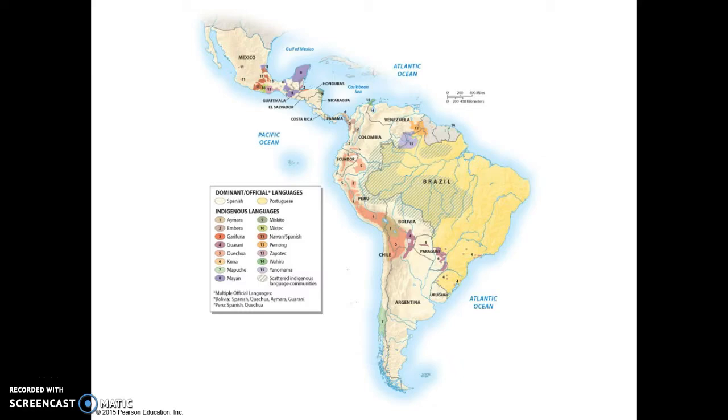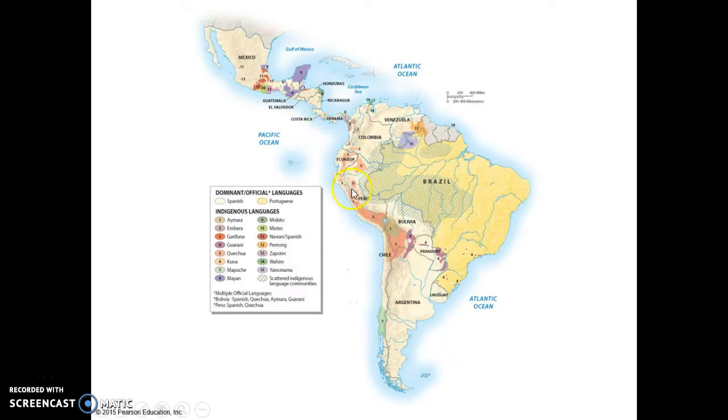So many languages. This map does not show all the languages that you find in Latin America because there are many, many more than are shown here. So here are shown some of the main ones. So, for instance, in Mexico, we have Mixtec and Zapotec in the southern central portion, Mayan in Guatemala and Belize and the Yucatan Peninsula. That's one of the biggest indigenous groups in Latin America.